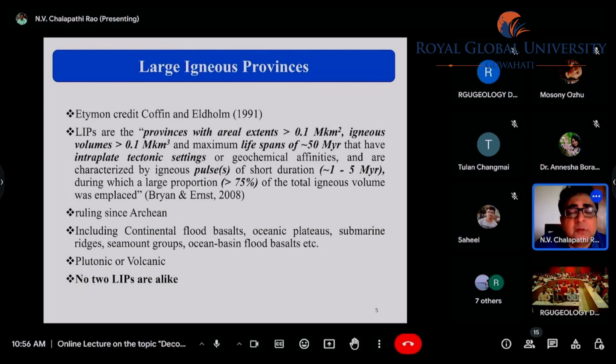So what do they comprise? They comprise the continental flood basalts. In continents, we call them continental flood basalts, like Deccan Traps. In oceans, like in Java, we call them oceanic plateaus. We have submarine ridges, seamounts, ocean basin basalts, etc. All of them come under LIPs or large igneous provinces. They can be volcanic, they can be plutonic as well. That means they can be very coarse-grained in nature. And in nature, no two LIPs are alike. Take the Rajmahal traps and the Deccan traps, you find a lot of geochemical and geological dissimilarities between them.